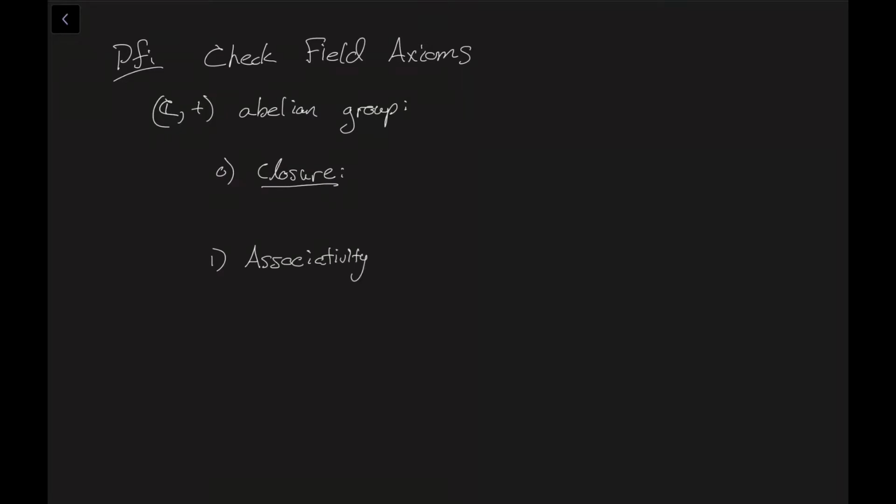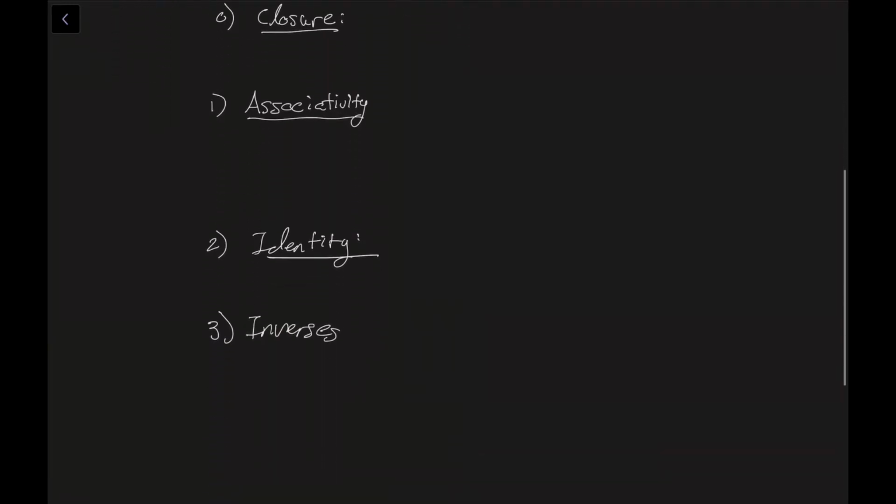Next, we're going to check associativity, meaning we can move the parentheses around however we want and we'd still get the same thing. We're going to check to see that there's an identity element, an element that no matter how we add it to something, we still get that same thing out. We're going to check the inverse axiom, make sure that every element has an inverse. And finally, we have to make sure it's an abelian group, so we're going to check commutativity.